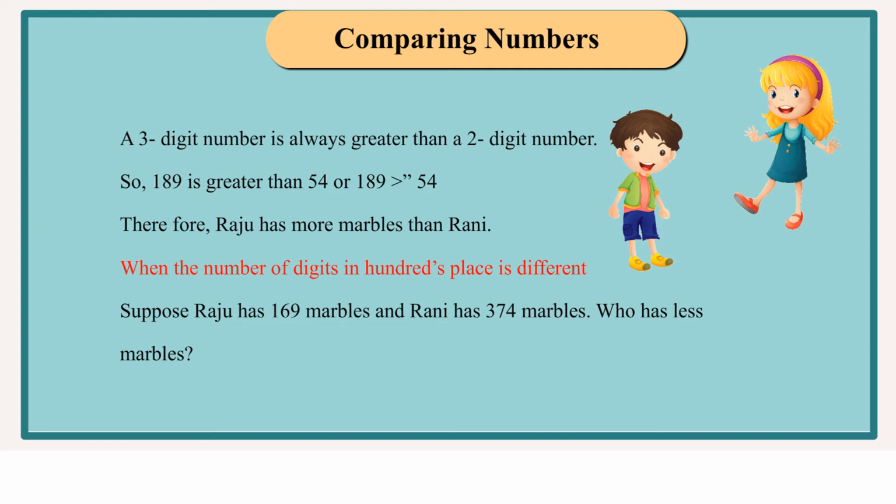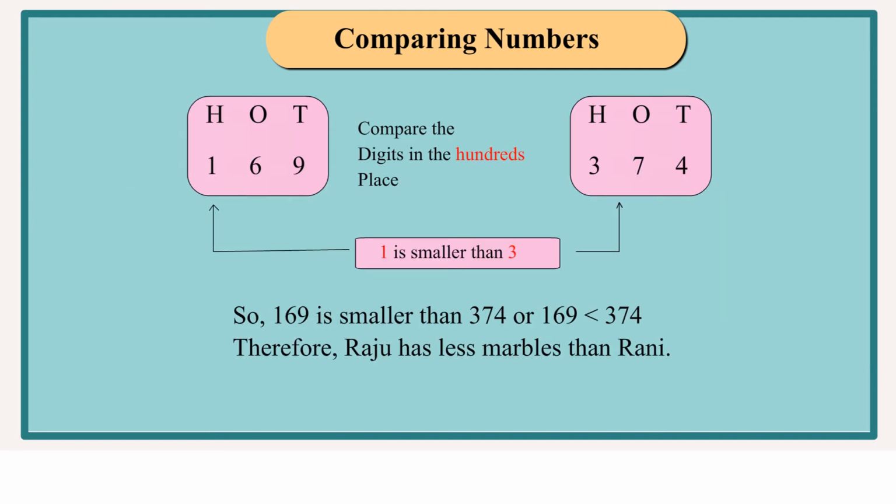When the digits in the hundreds place are different, suppose Raju has 169 marbles and Rani has 374 marbles. Who has fewer marbles? Compare the digits in the hundreds place. 1 is smaller than 3. So, 169 is smaller than 374. Therefore, Raju has fewer marbles than Rani.